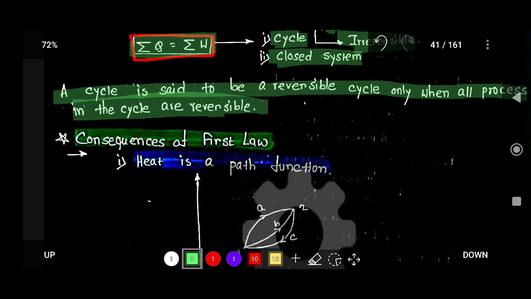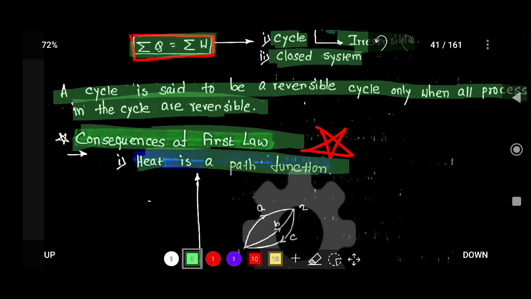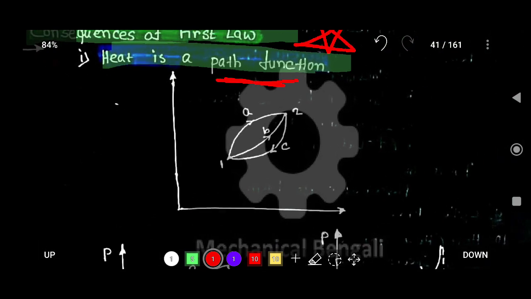Now, let's understand the consequences of the first law. This is very important. The first consequence is that heat is a path function. That means heat is dependent on the path. So how? Let's try to understand.